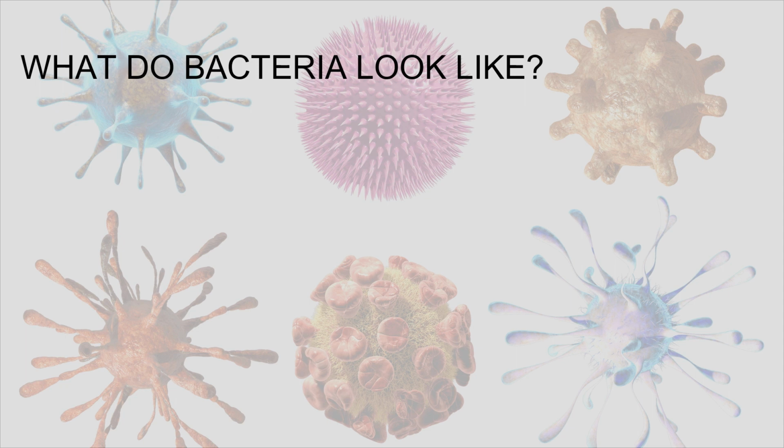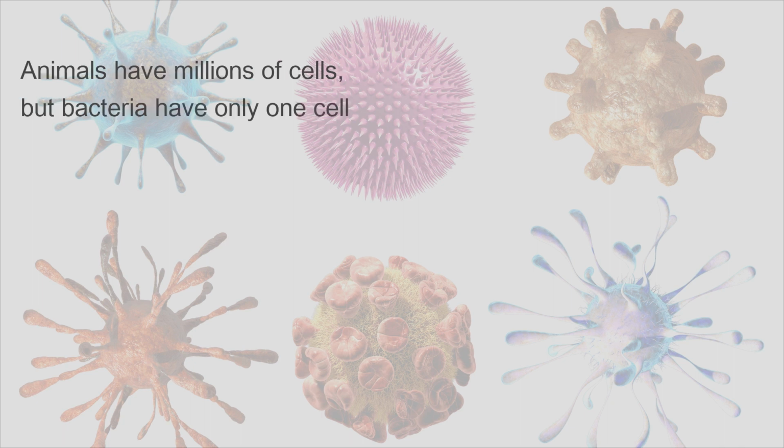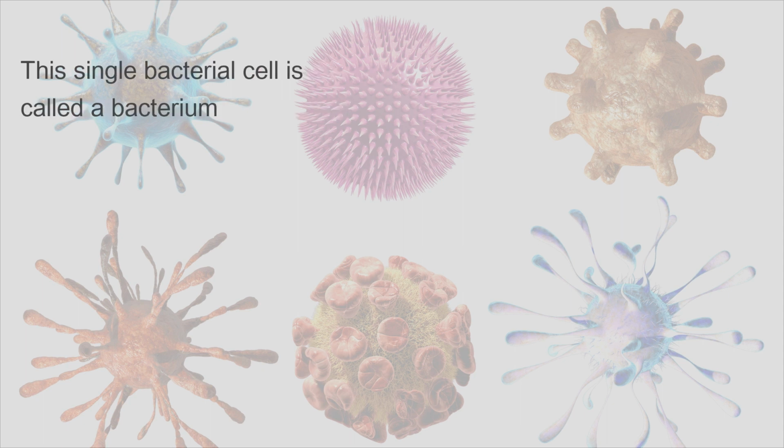What do bacteria look like? Bacteria come in 3 basic shapes. Some are round or shaped like a jelly bean. Some are spiral shaped like a corkscrew. Some are long, like rods. Each sphere or spiral or rod is called a cell. Animals have millions of cells, but bacteria have only one cell. This single bacterial cell is called a bacterium.